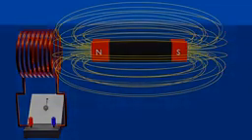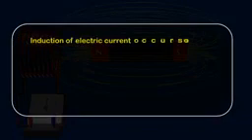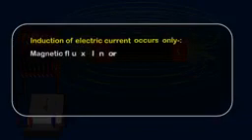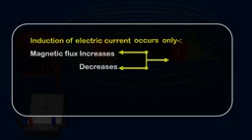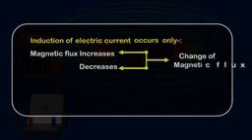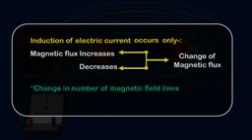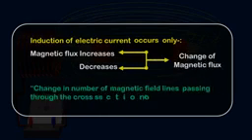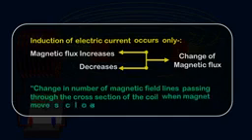Here it is important to understand that induction of electric current occurs only when the magnetic flux increases or decreases, or we can say that there has to be a change of magnetic flux. That is, a change in the number of magnetic field lines passing through the cross-section of the coil when the magnet moves closer or away from the coil.